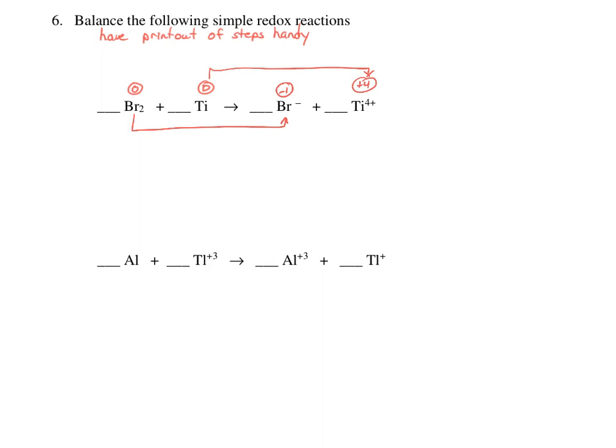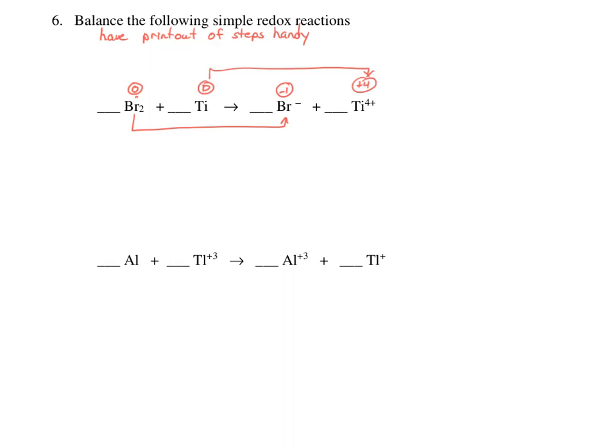Bromine is being reduced. It's going from an oxidation number of 0 to an oxidation number of -1. Titanium is being oxidized. It's going from 0 to +4. So this oxidation number is becoming more positive: oxidation. Bromine, oxidation number is becoming less positive: reduction.